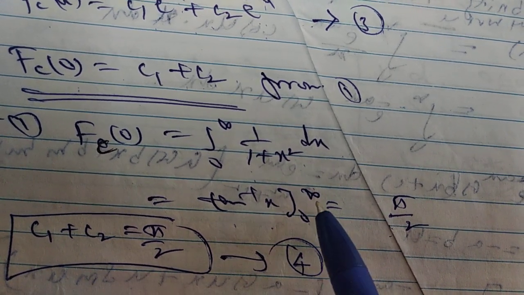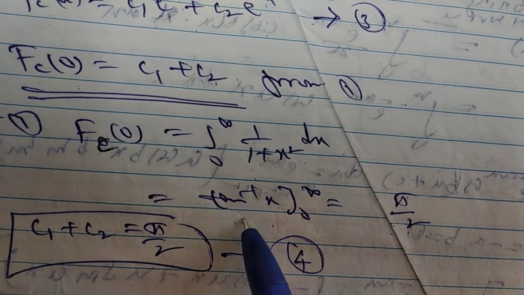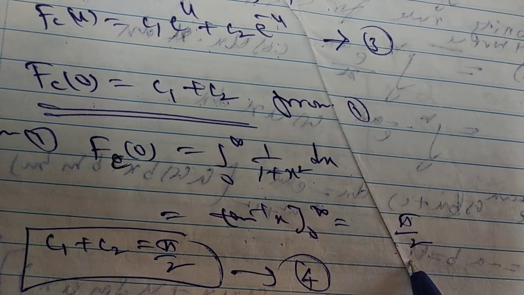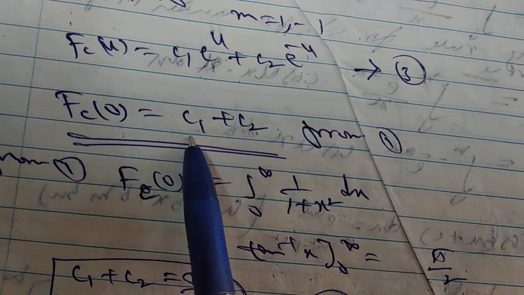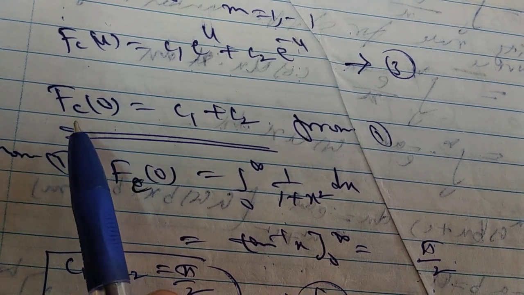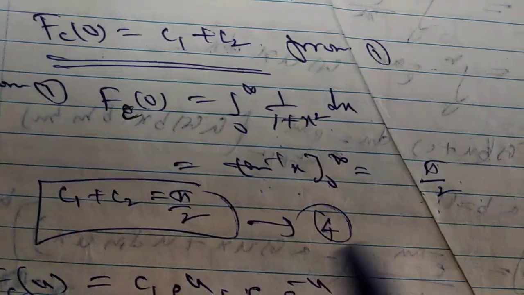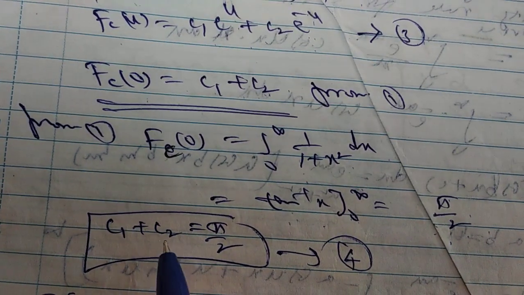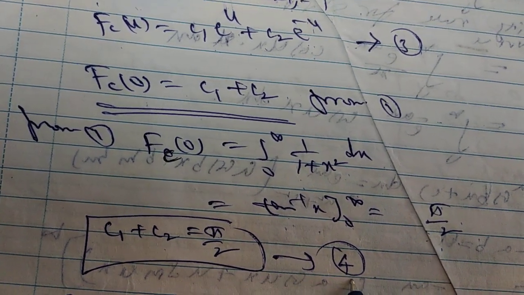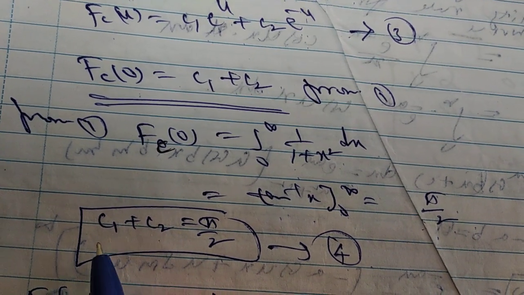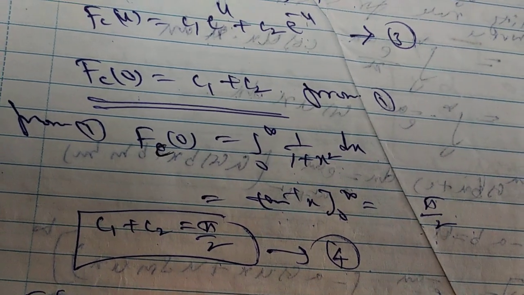So apply the limits. Upper limit: tan inverse of infinity, that is 90 degrees. Tan inverse of 0 is 0. So therefore Fc of 0 is equal to pi by 2. What is Fc of 0? C means cosine transform. F of 0 means c1 plus c2. So F of 0 is equal to pi by 2. Therefore we got c1 plus c2 is equal to pi by 2. You call this equation number 4. But we got only the value of c1 plus c2 equal to pi by 2, and we want the c1 value and the c2 value.